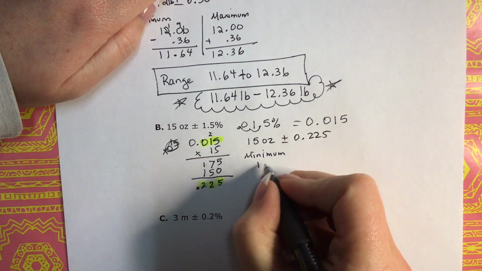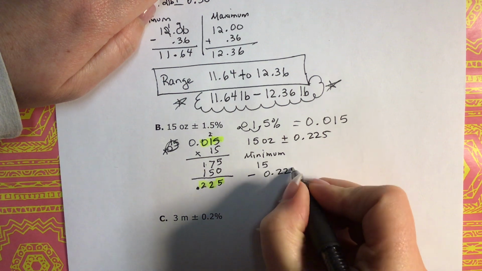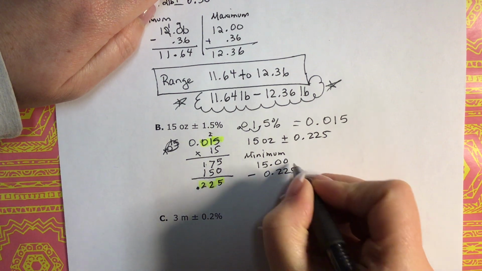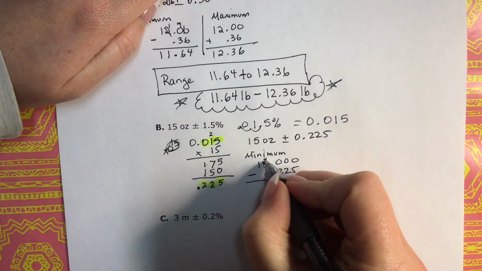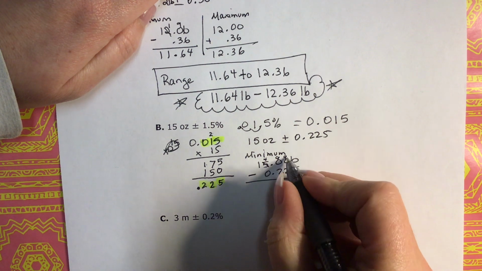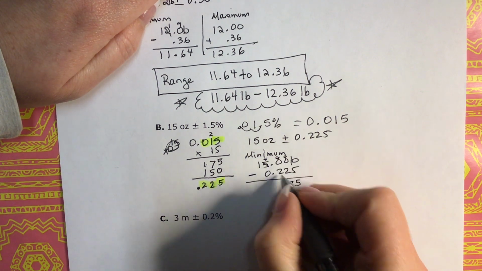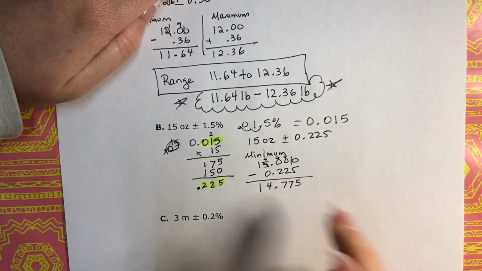So our minimum value is going to be 15 minus 0.225. We're just going to subtract that. We have to borrow, making that a 4, 9, 9, 10. So that is going to be 5. 9 take away 2 is 7. 9 take away 2 is 7. That's a 4. So this is our minimum value.